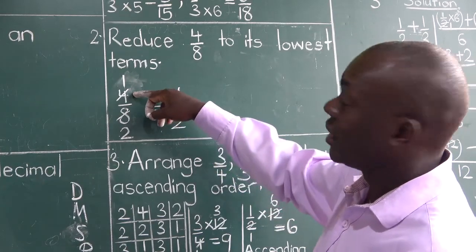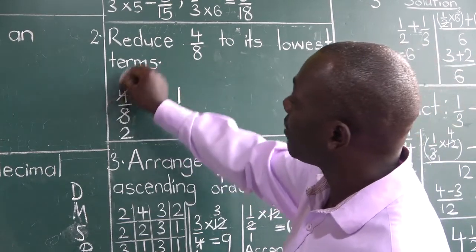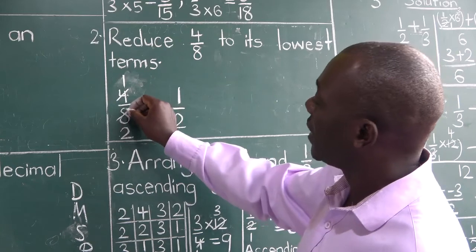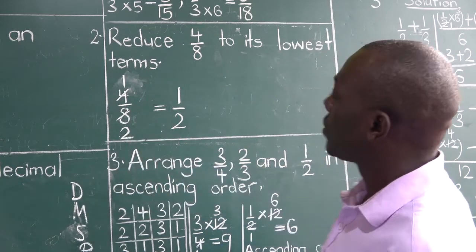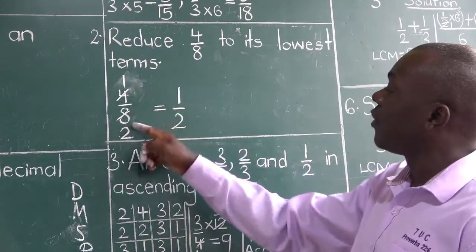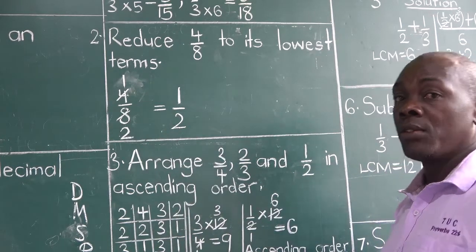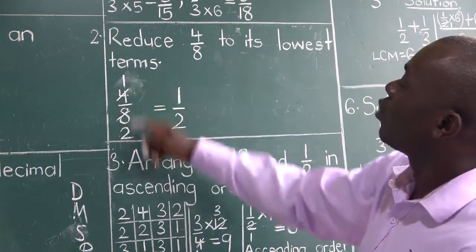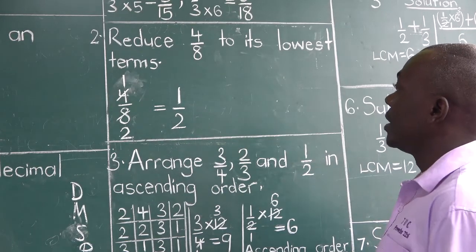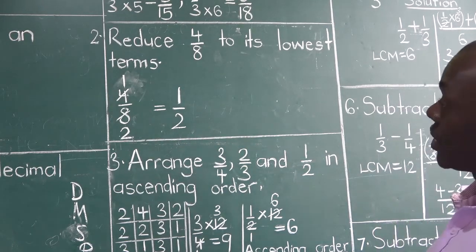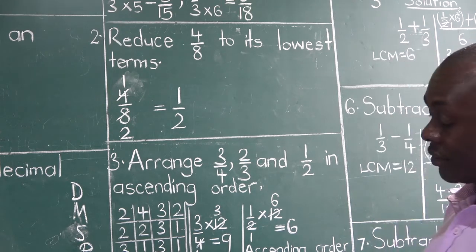So we take the 4. So 4 divided by 4 is 1, and 8 divided by 4, you get 2. So this 4 out of 8 is an equivalent fraction to a half. So write 1 out of 2, and that is the reduced form. So that's how we reduce any given fraction.